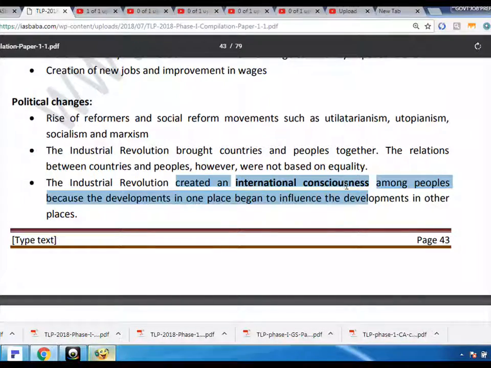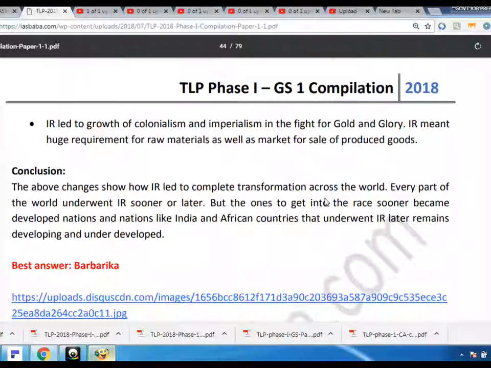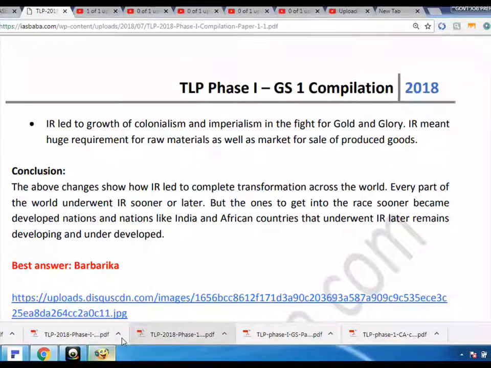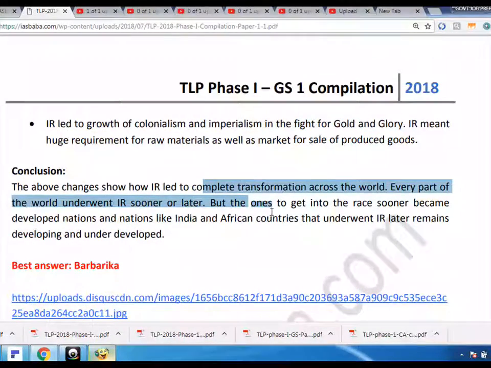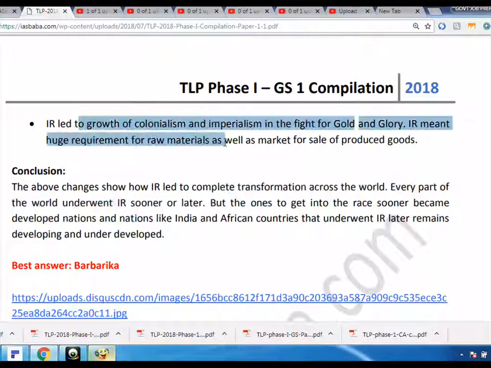IR led to growth of colonialism and imperialism in the fight for gold and glory. IR meant huge requirement for raw materials as well as market for sale of produced goods.